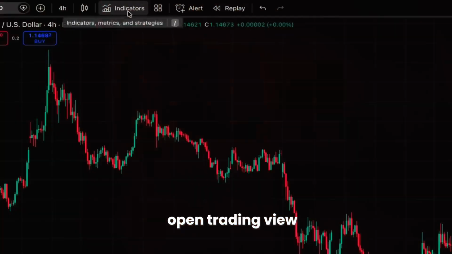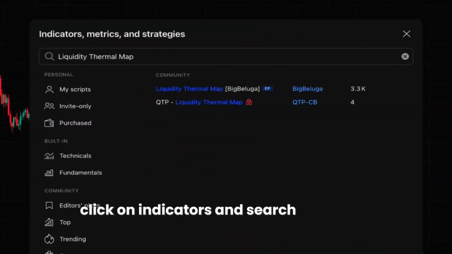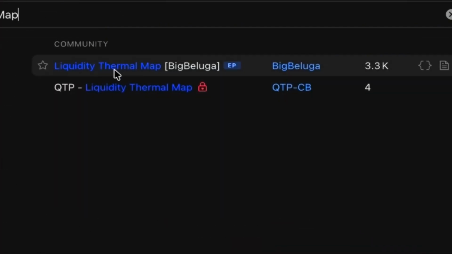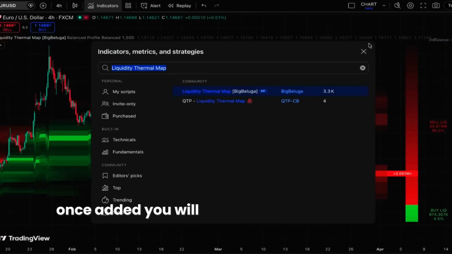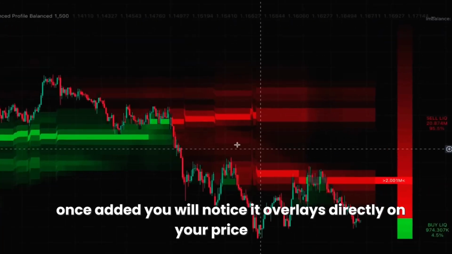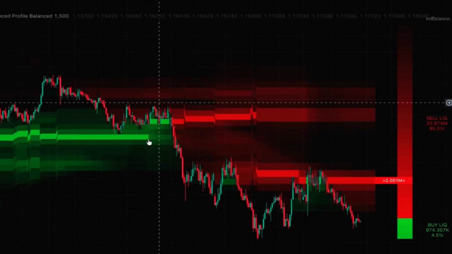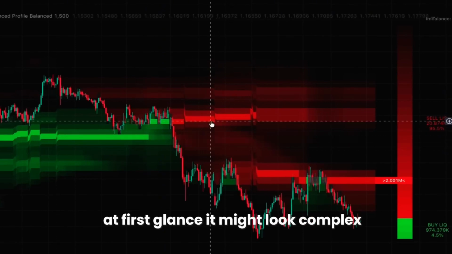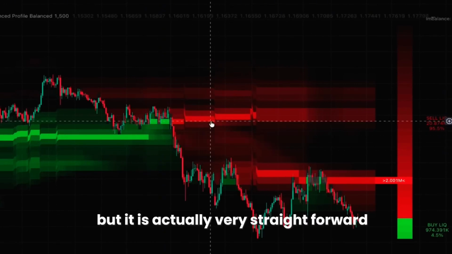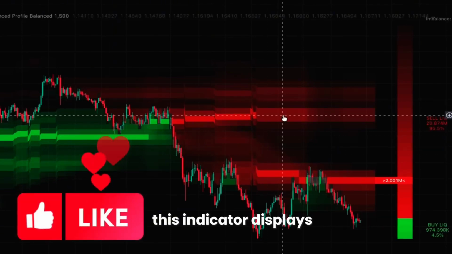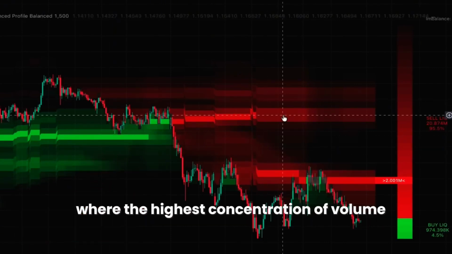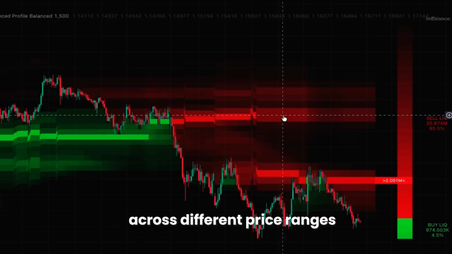Open TradingView, click on Indicators, and search for Liquidity Thermal Map. Select the one written by Big Beluga. Once added, you will notice it overlays directly on your price chart with a colorful background. At first glance, it might look complex, but it is actually very straightforward once you understand what it is showing you. This indicator displays where the highest concentration of volume occurred across different price ranges.